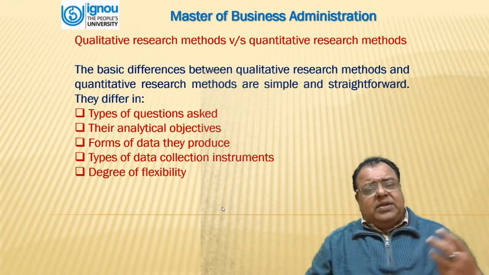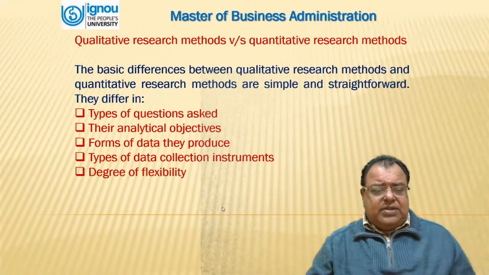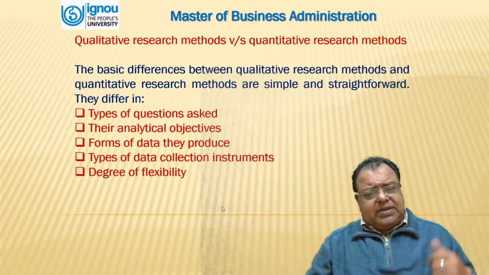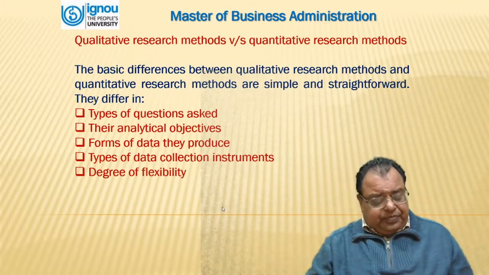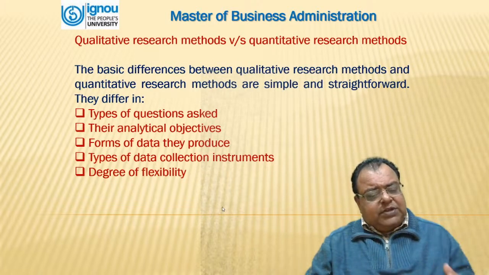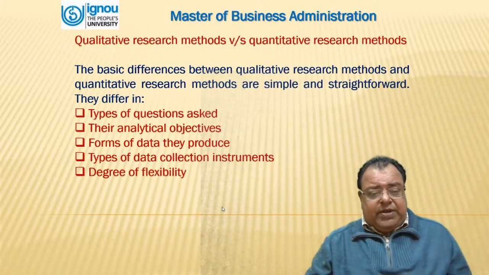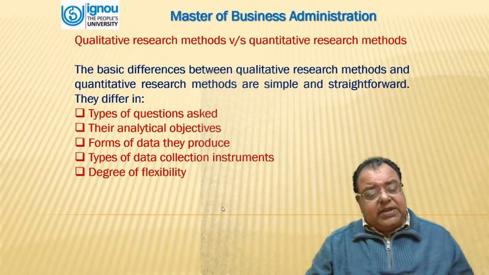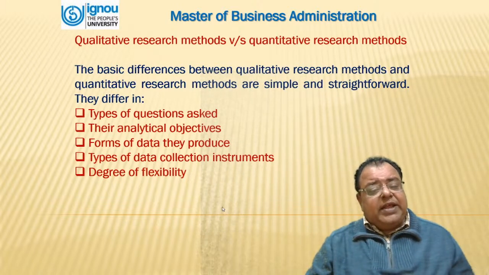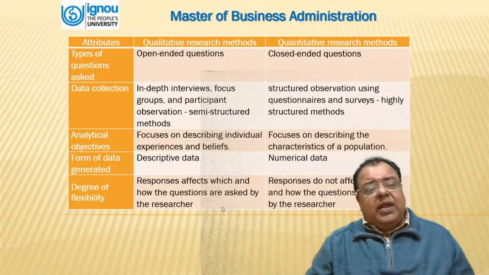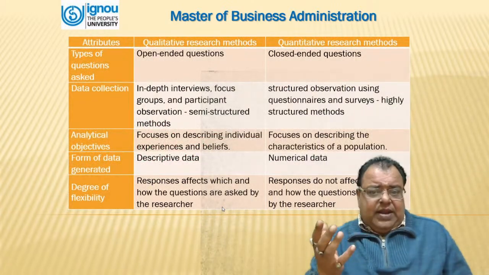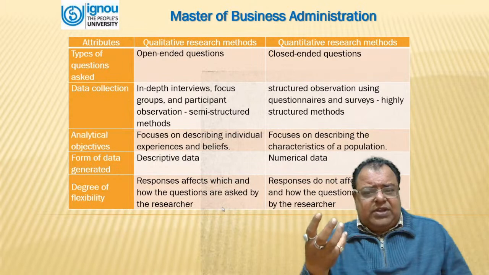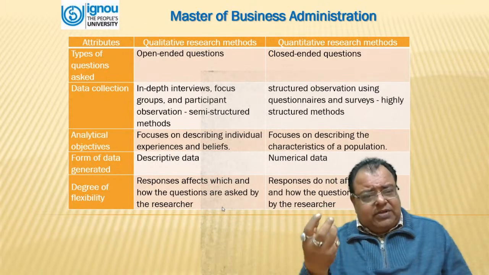Qualitative research methods versus quantitative research methods. The basic differences between quantitative and qualitative research methods are simple and straightforward. The differences are in the type of questions asked, their analytical objectives, forms of data they produce, types of data collection instruments, and the degree of flexibility. Now, this table depicts the basic relation between qualitative research methods and quantitative research methods.